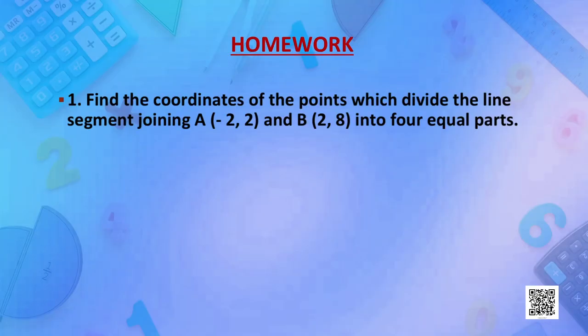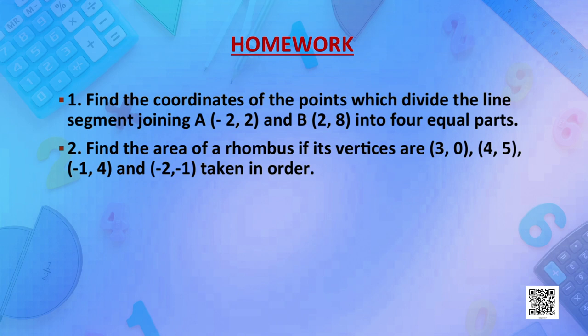Now, these are the questions for your homework. Question number 1, find the coordinates of the points which divide the line segment joining A, minus 2, 2 and B, 2, 8 into 4 equal parts. Question number 2, find the area of a rhombus if its vertices are 3, 0, 4, 5, minus 1, 4, minus 2, minus 1 taken in order.